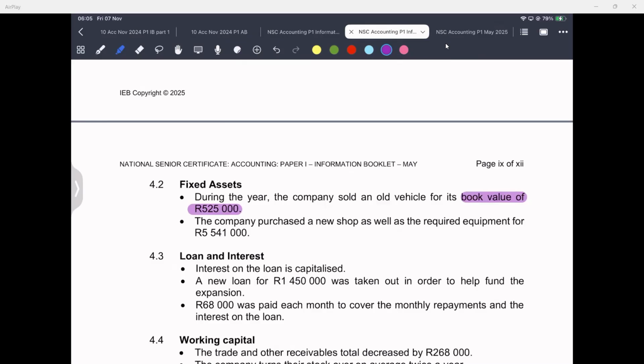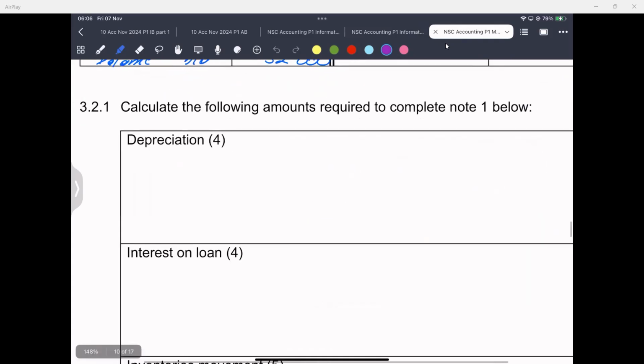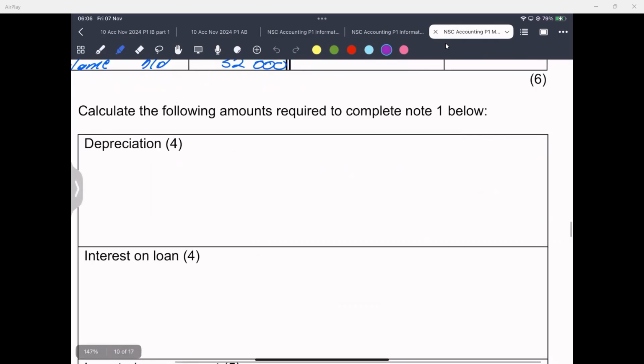Okay. And point number 2 says the company purchased a new shop as well as the required equipment for 5,541,000 rand. So that will be additions at cost. Now, I am basically going to use what I said I'm going to use.